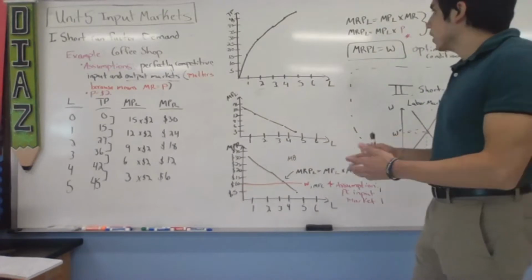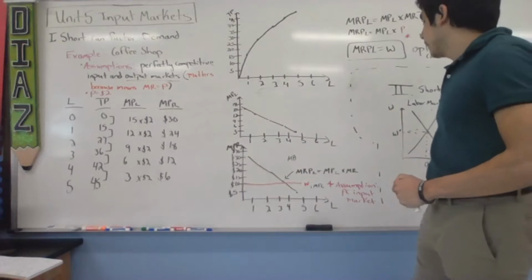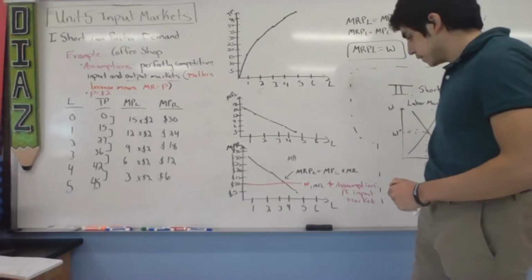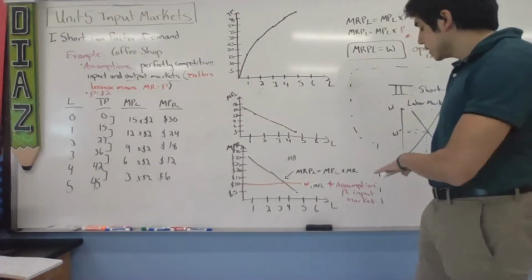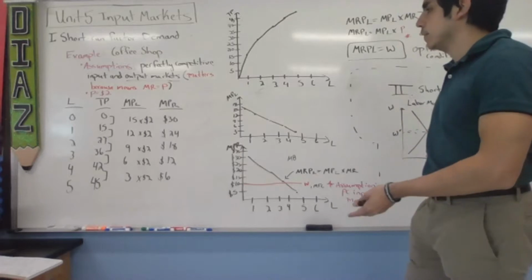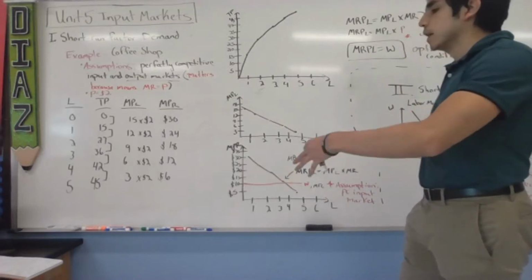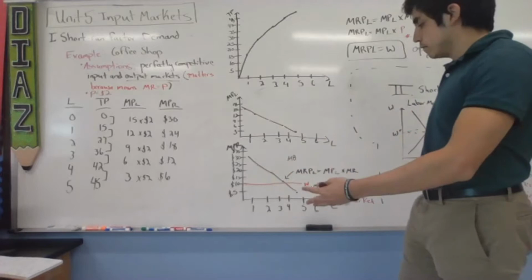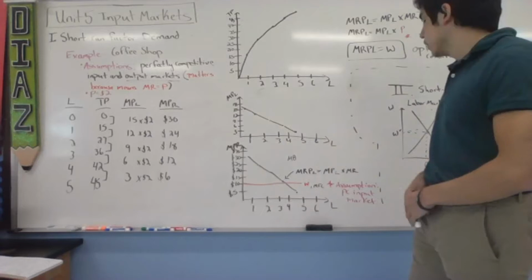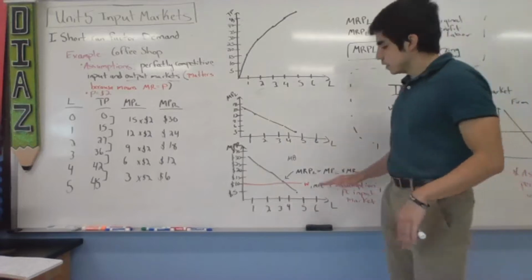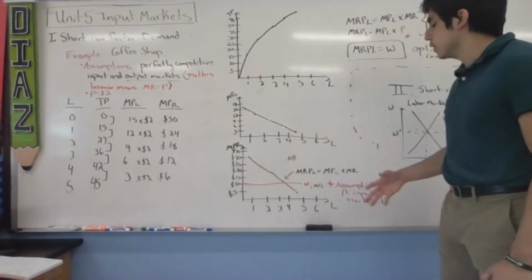But this still doesn't tell us what would be the optimal amount of labor for this firm to hire. Because we're assuming a perfectly competitive input market as well, we're assuming that this firm has no ability to affect the wage, then we can actually use that to our advantage to determine the optimal amount of laborers to hire. And we can draw the wage on this graph right here, and it's going to be constant. Let's say a $10 wage, right? That's the market equilibrium.